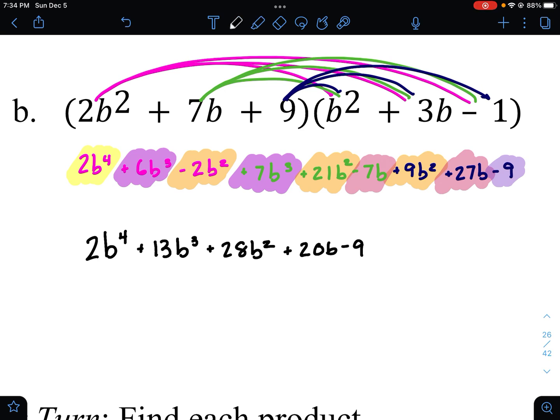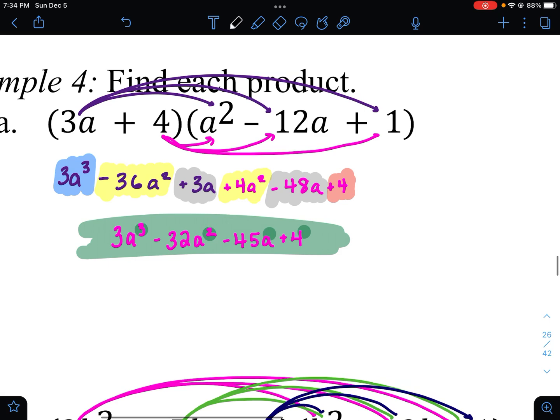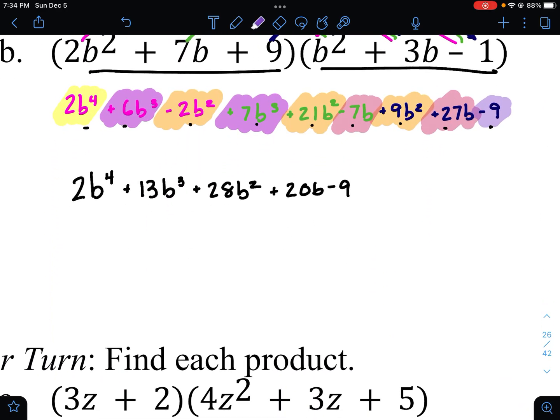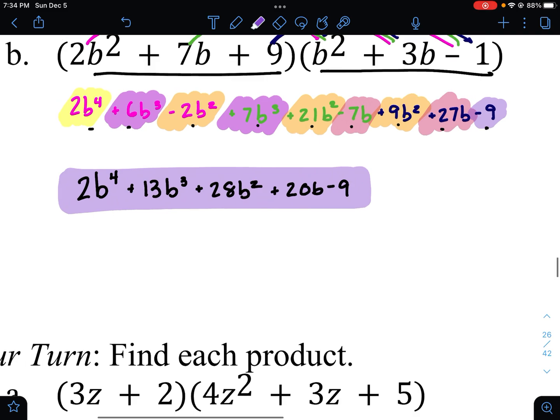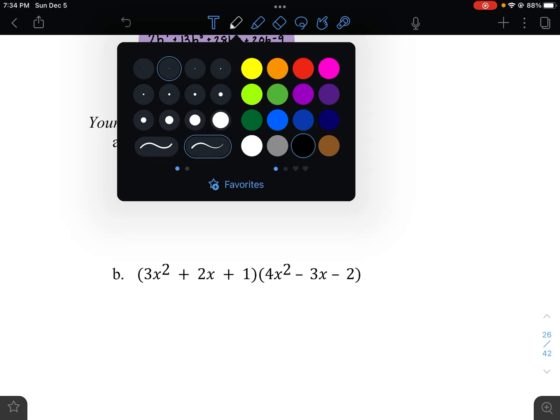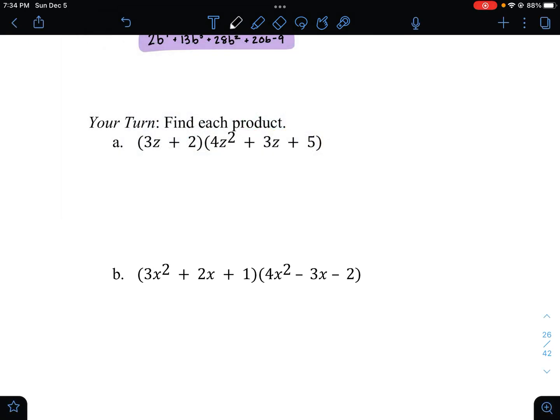So one thing to remember, I'm not sure if you noticed, I had 3 terms here, 3 terms here, so I should have 9 total terms down here. 1, 2, 3, 4, 5, 6, 7, 8, 9. Up here I had 2 terms and 3 terms, so I should have 6. 1, 2, 3, 4, 5, 6. Okay, that we are not missing anything. All my terms are in descending order, and there is none that I can combine together again. All right, so take a moment, try these last 2 your turns, and then you'll be done with your notes and off to your practice work.